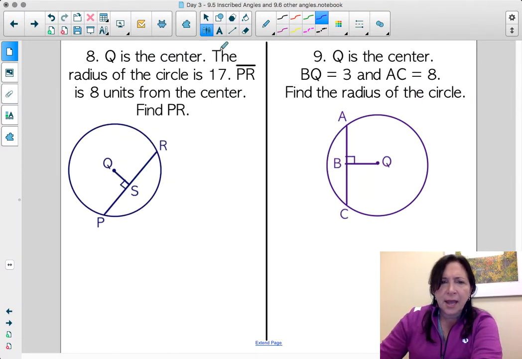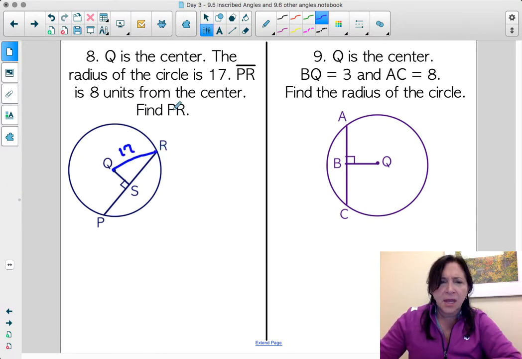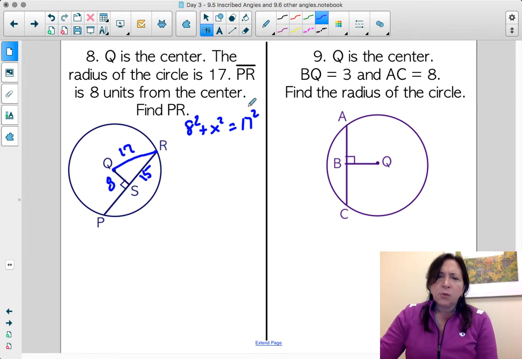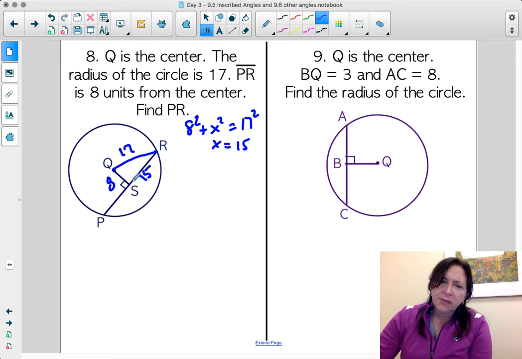Q is the center, and the radius of the circle is 17, so I'm going to attach this right here, being 17. It says that PR is 8 units from the center, so there's our 8. Find PR. Well, this is a Pythagorean triplet. If you don't know your triplets, which makes that 15, by the way, you would go 8 squared plus x squared, this being x, is equal to 17 squared, and then work that out until you got x equals 15. So SR is 15, which means this is also 15. So that means the measure of PR is equal to 30.